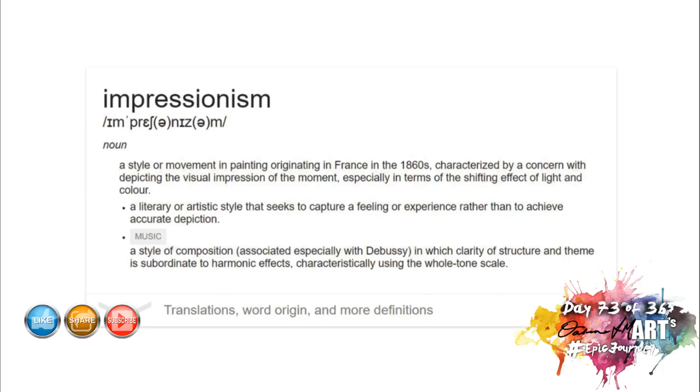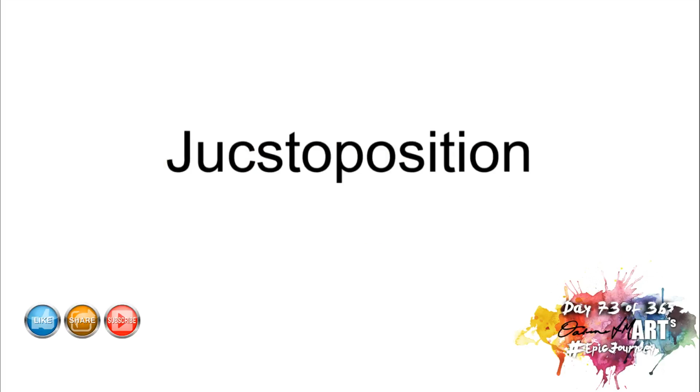To understand Impressionism and the principles that were employed, we need to have a look at a thing called juxtaposition. Now, juxtaposition can mean many things, but in terms of two-dimensional art, juxtaposition is the placing of one color next to another so that the two colors together have a visual impact. So they're juxtaposed against one another, creating a sort of contrast.